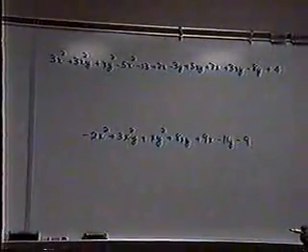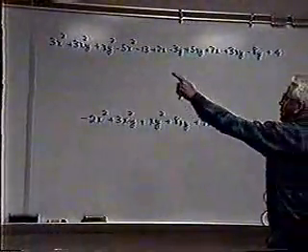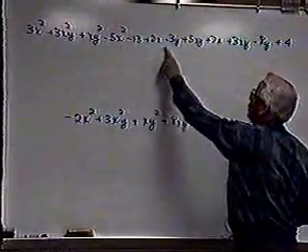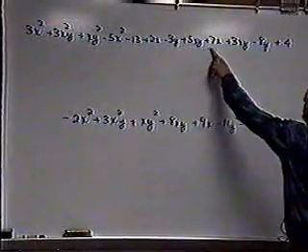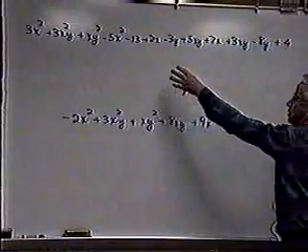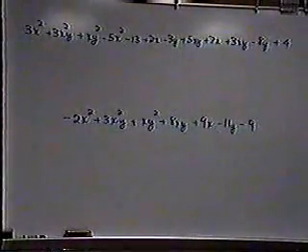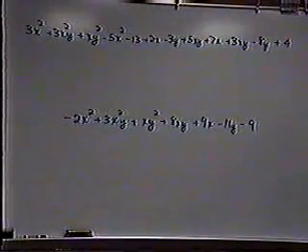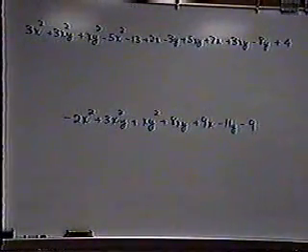Well, what degree is it? Let's see. We got a 2, and we have 3 here, and 3, 2, 2, 2, 3. So that's a 3rd degree polynomial. Now how do we add? How do we subtract polynomials?